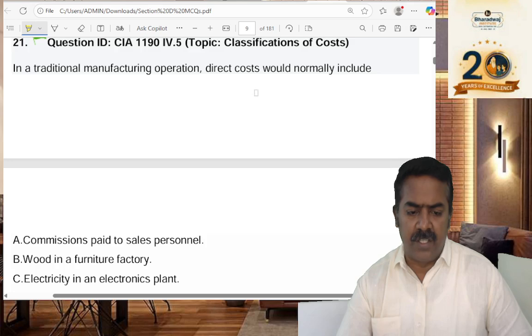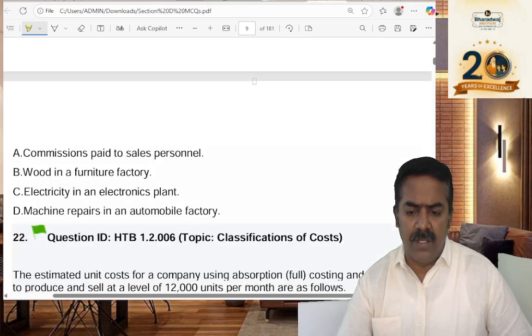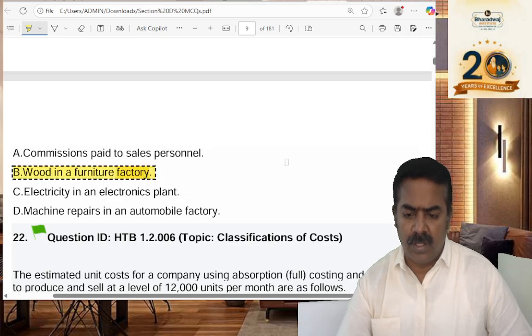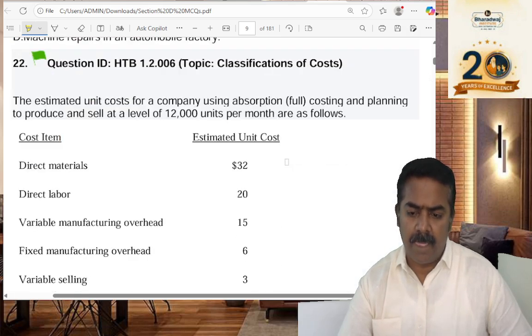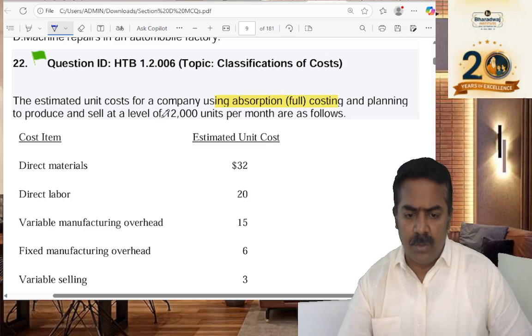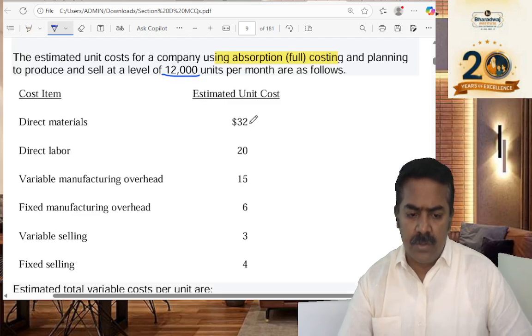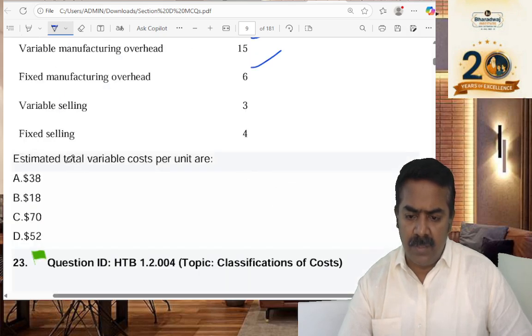In traditional manufacturing operation, direct costs would normally include raw material cost. They are using absorption costing method. Means they include both what? Fixed and variable cost. We need to work out for 12,000 units. So 32, 20, 15, 6, estimated total variable cost. Estimated total variable cost they ask for.